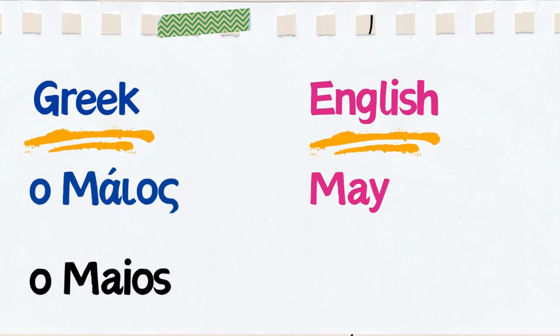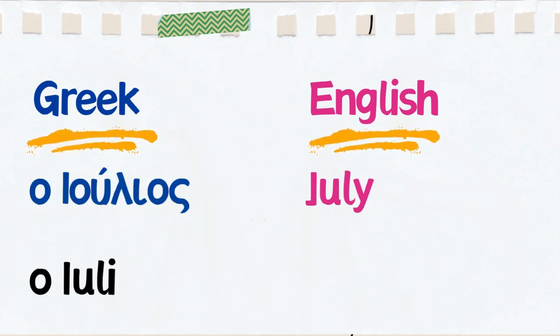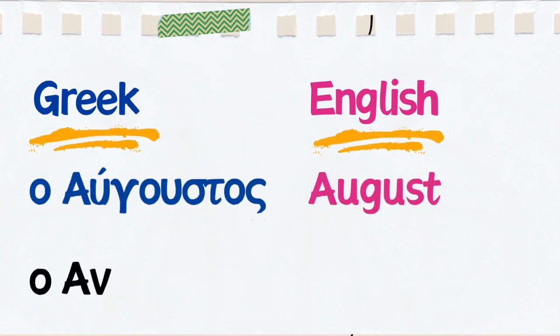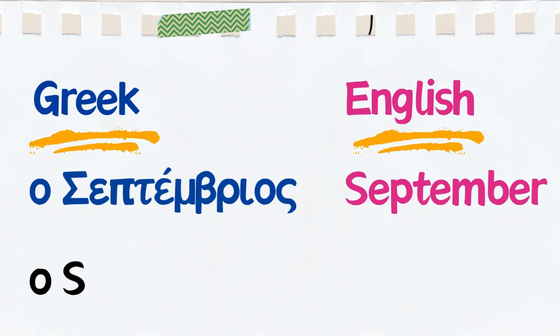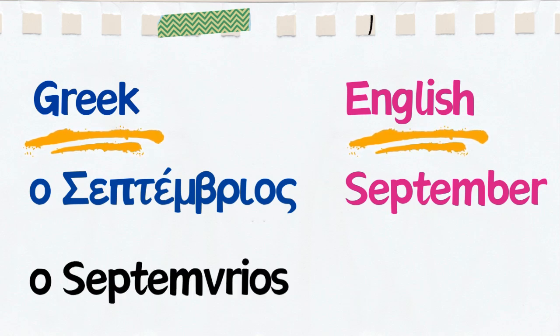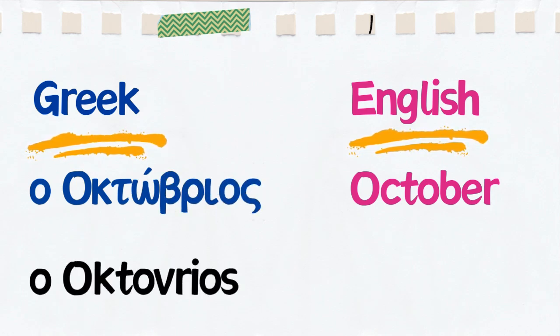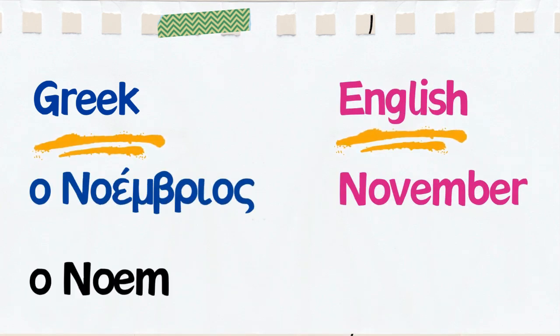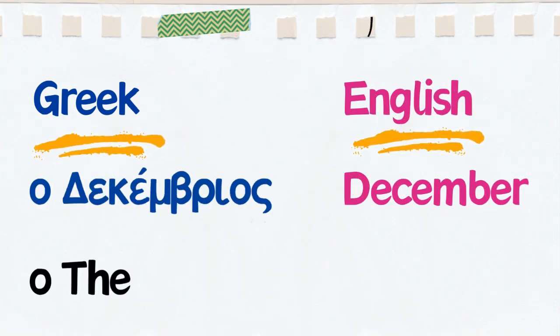Ο Μάιος, ο Ιούνιος, ο Ιούλιος, ο Αύγουστος, ο Σεπτέμβριος, ο Οκτώβριος, ο Νοέμβριος, and the last one, ο Δεκέμβριος.